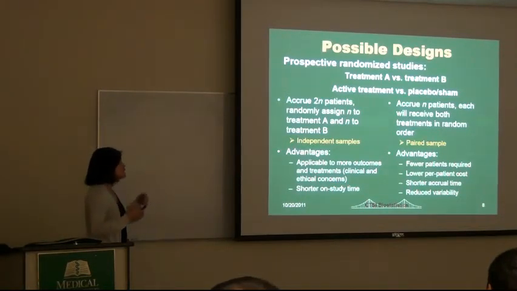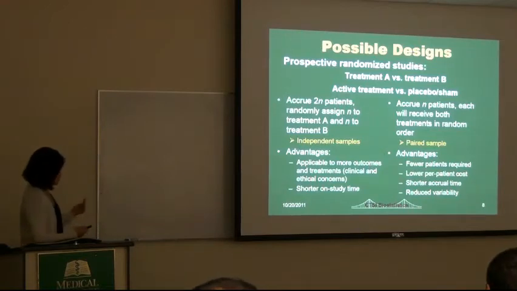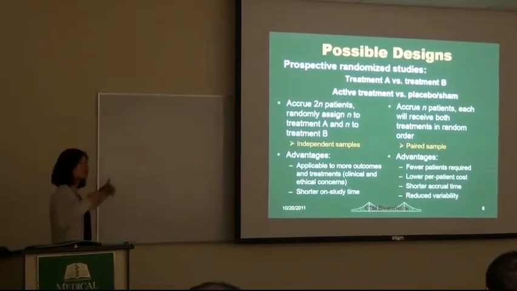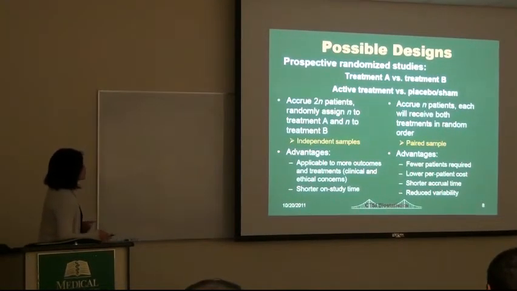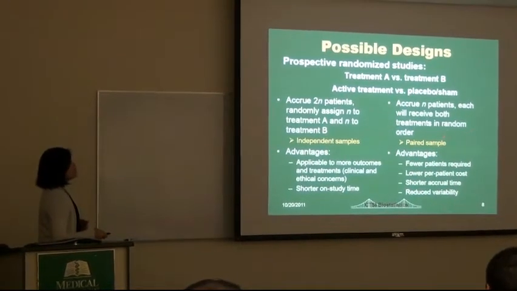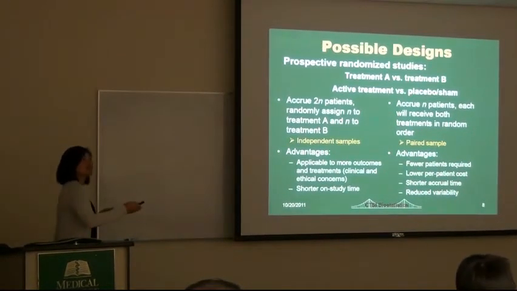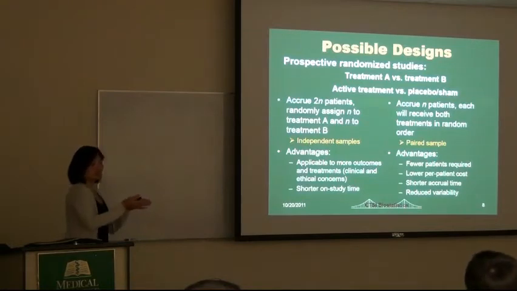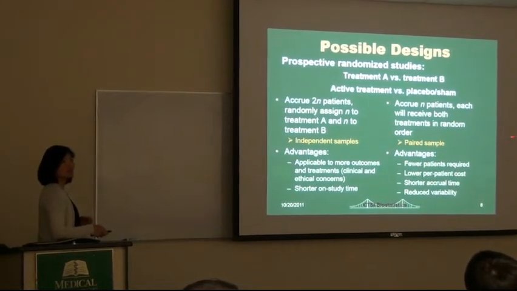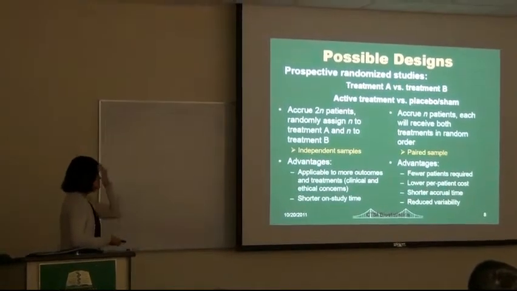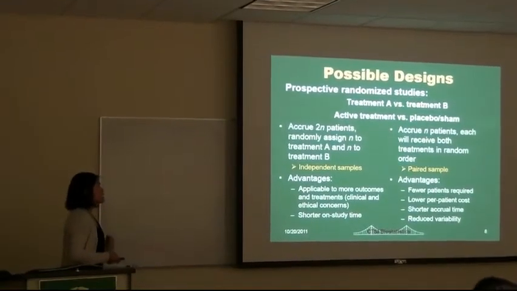Let's say you need to follow patients for a year. After you accrue the patients, you follow them, both arms in parallel, for 1 year, right? If you use the pair study, you follow the patient for 1 year, then have to add on some washout period, and then apply the next treatment and follow for another year. So you will end up with longer on-study time if you use a pair sample. Okay? So those are some of the considerations that you need to take into account when you design a study.